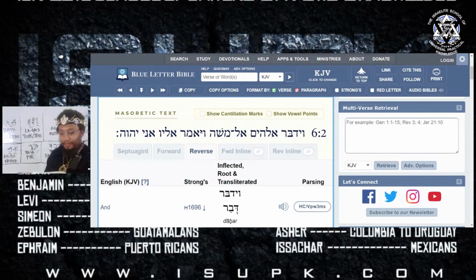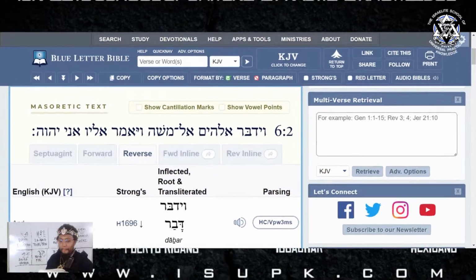Let me make this very clear for y'all that the oppressor is the devil. There's a word up here. It says, show vowel points. If you check the box, that's Yiddish. That's the change it spoke about in the Zondervan Bible Dictionary. Why does it say show vowel points?